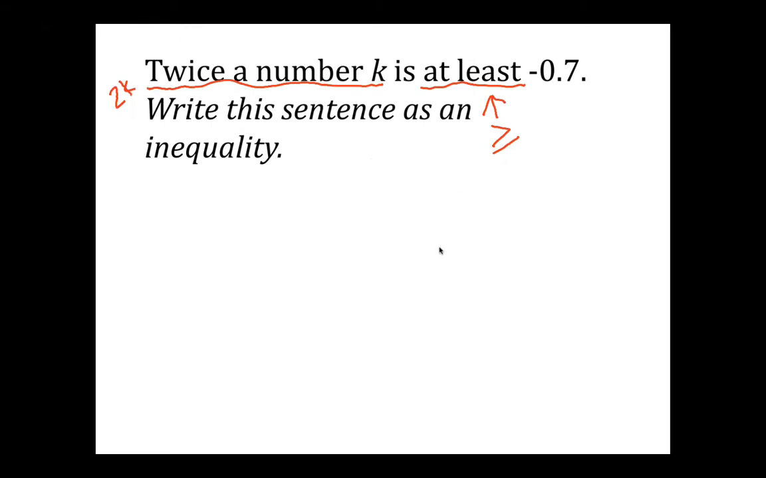So let's go ahead and write 2k. So we have our variable k. Since it's twice the number k, we have a 2k here. Then write your inequality symbol and set it to whatever value you have here. So we have here at least negative 0.7. So this inequality is going to be set to negative 0.7.